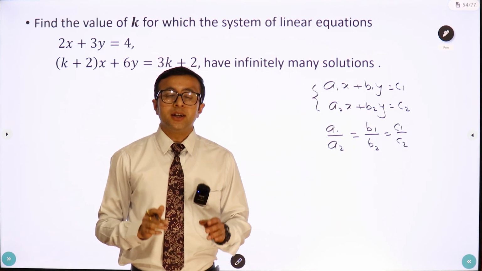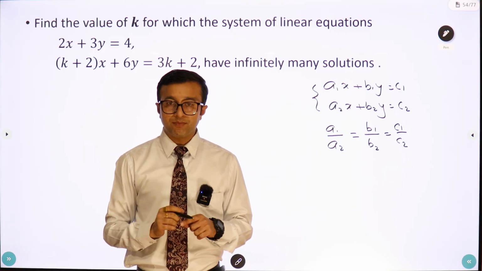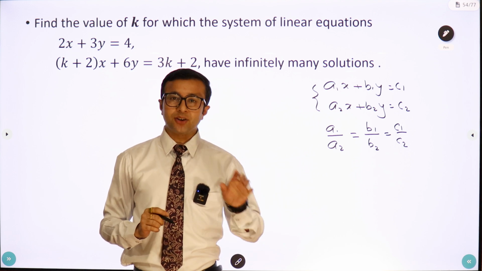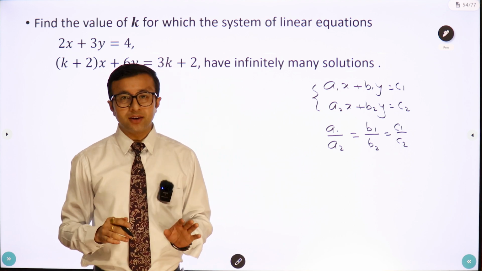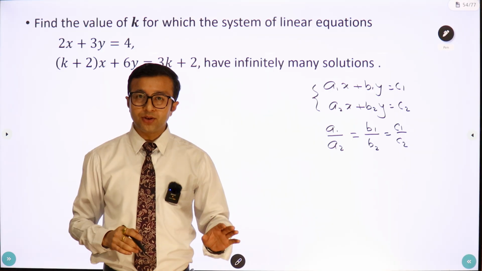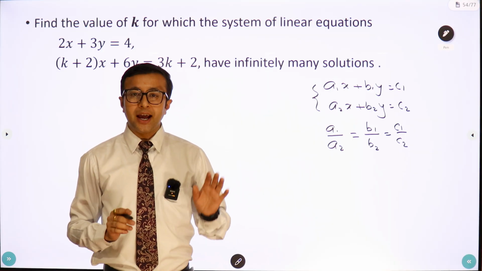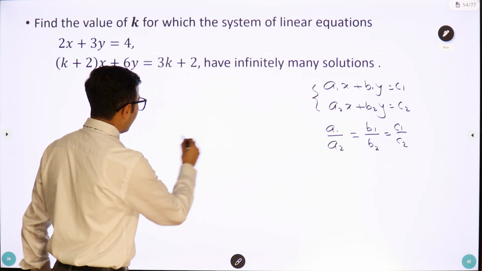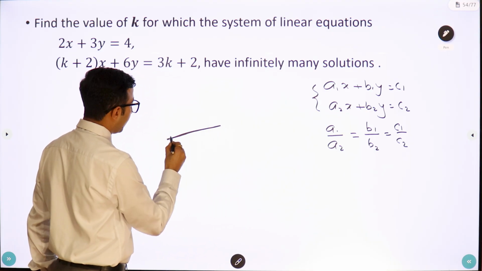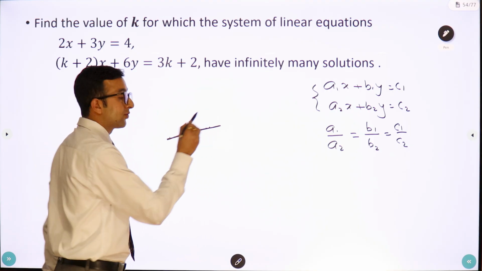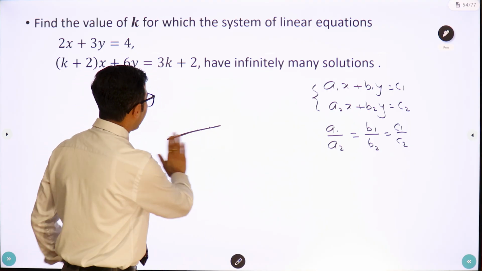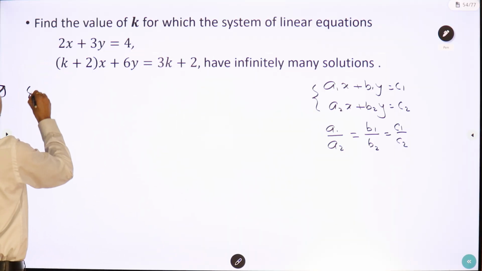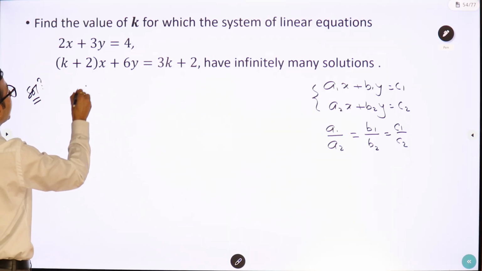Now listen to one thing: if the lines are intersecting, there will be a unique solution and the system of equations is consistent. If the lines represent parallel lines, under that condition there is no solution, inconsistent. And if the lines represent coincident lines, one line upon another, just like this, here you can see every point is a solution for both the equations. That's why we will have infinitely many solutions. Now same thing, just compare it with this. In case of solution, look here, how much is a1?